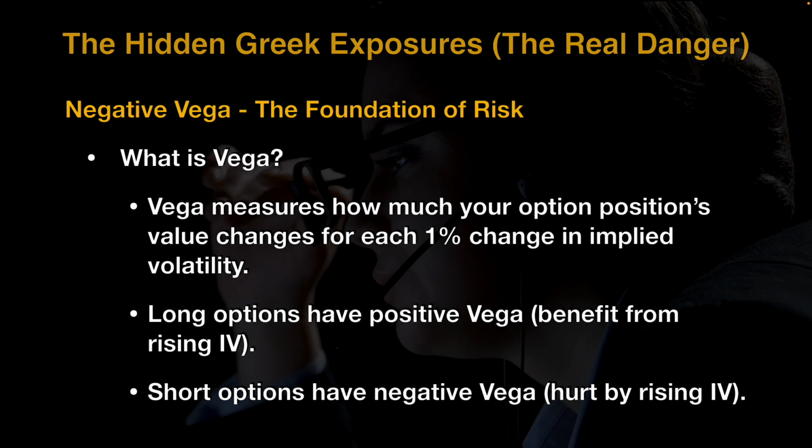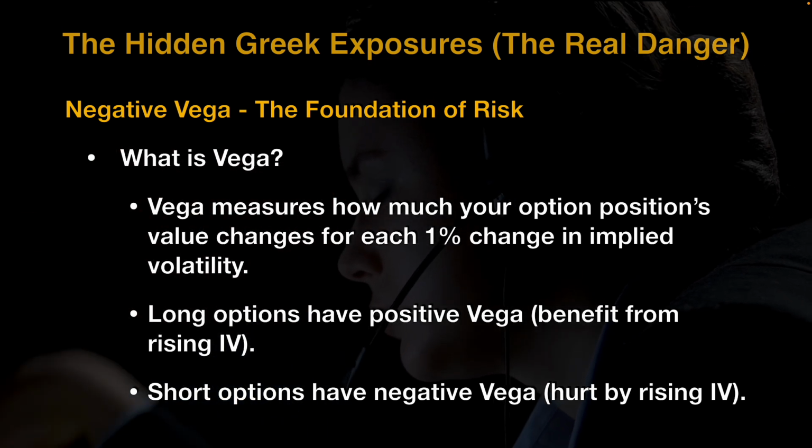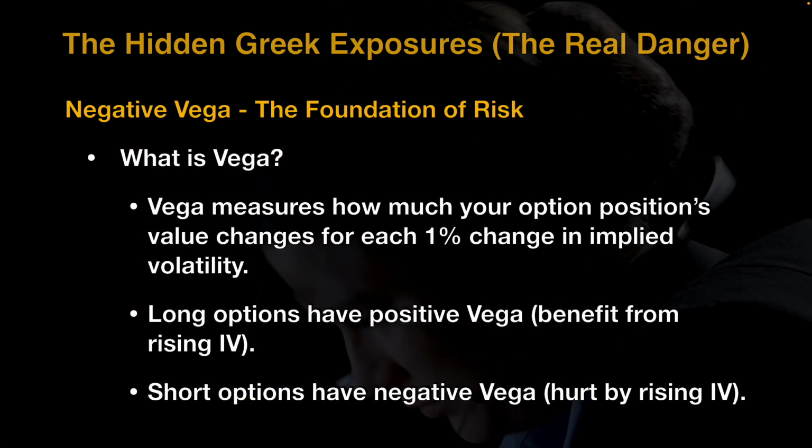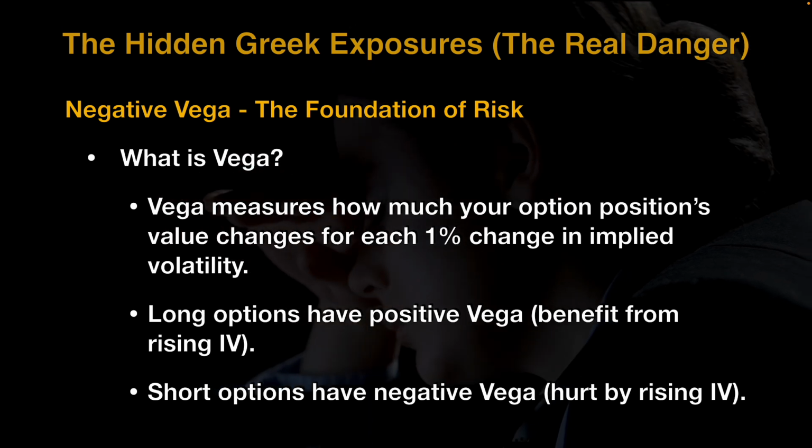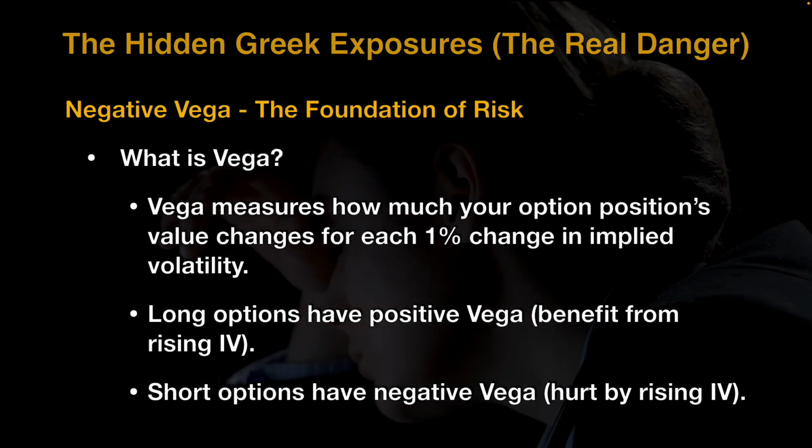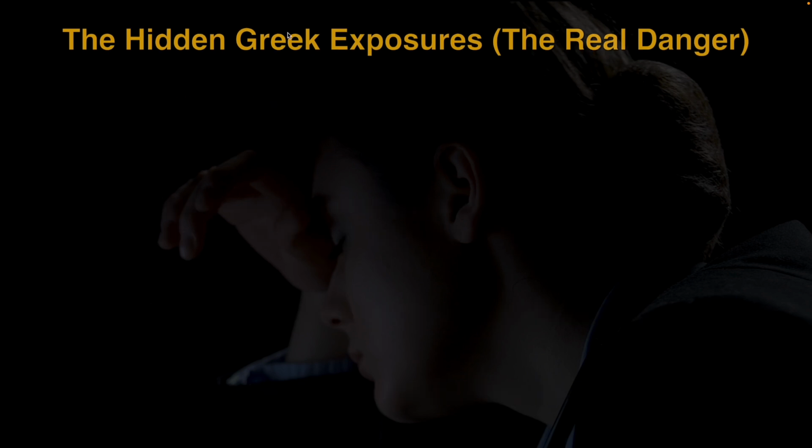So, let's talk about these hidden Greek exposures, which are the real danger in this trade. First, negative vega, which is the foundation of risk. Let's review what vega is. Vega measures how much your options positions value changes for each 1% change in implied volatility. Long options have positive vega, which benefit from rising implied volatility, and short options have negative vega, and they are hurt by rising implied volatility.